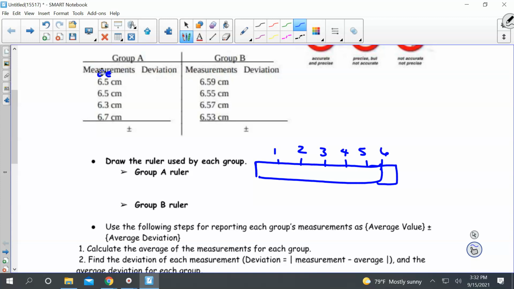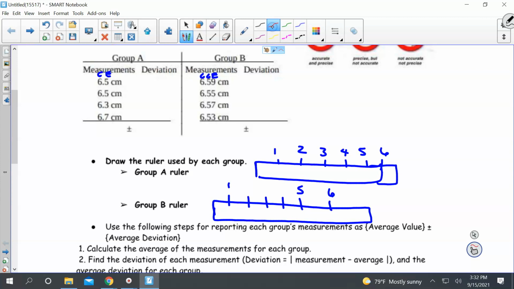Now, for the next ruler, this would have been certain, certain, and then estimated. So that means this ruler must have had both the ones position marked off and it must have had the tenths position marked off. I'm just going to mark off within 5 to 6 centimeters. So it has more divisions compared to the group A ruler.